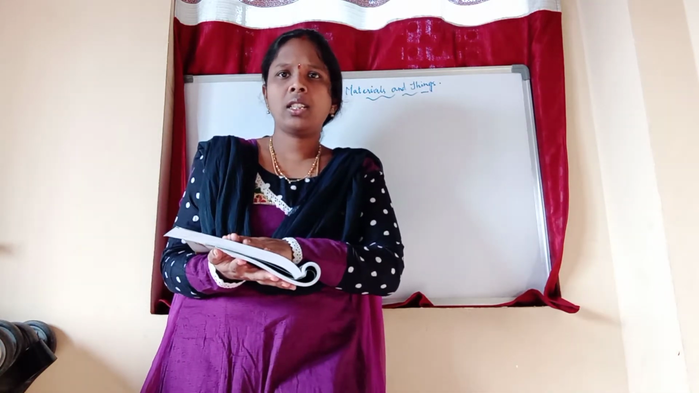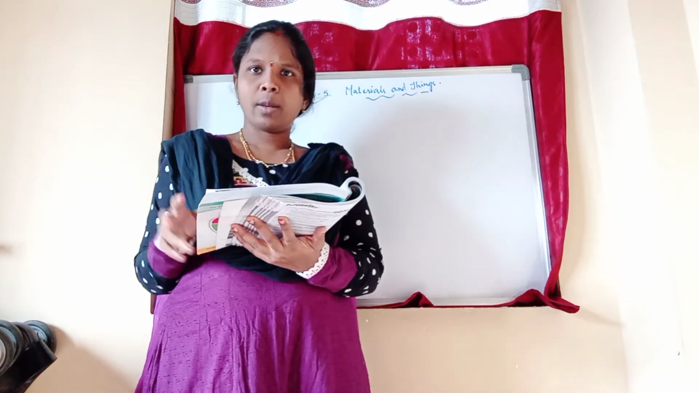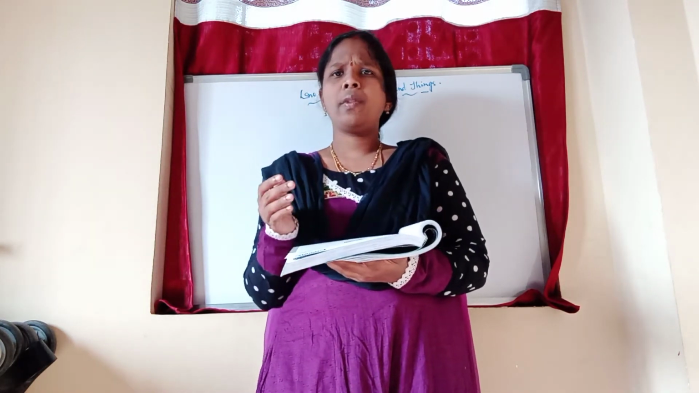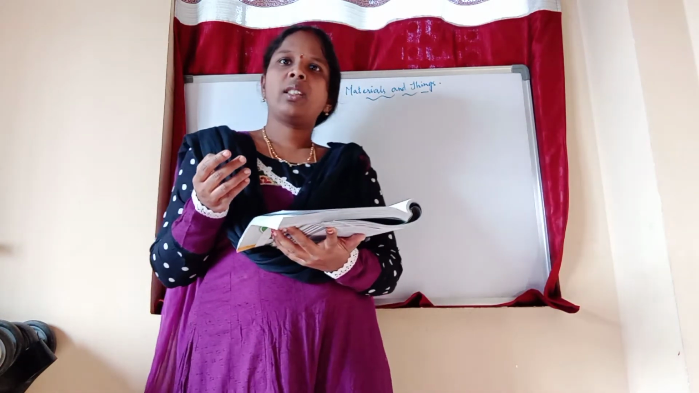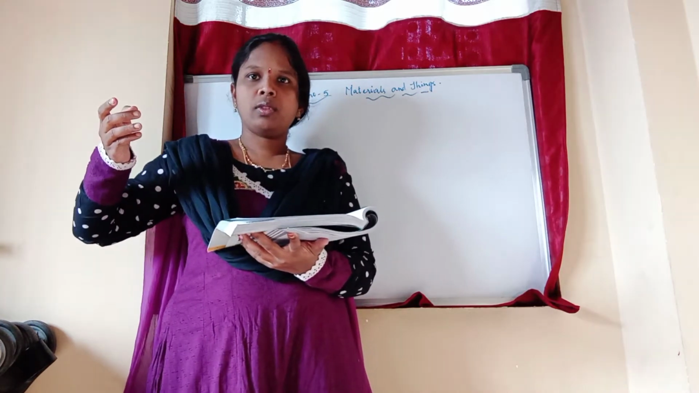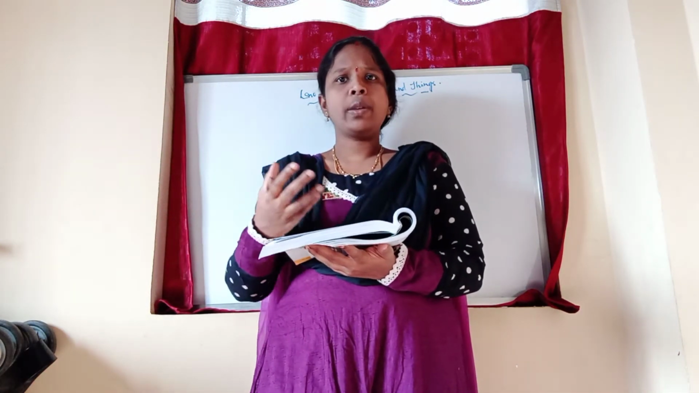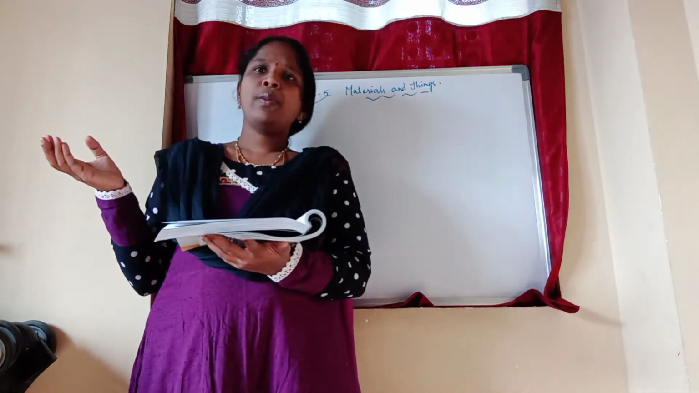I told you the answers so that we can check whether they are correct or not. Now coming to the true or false. All objects are made up of the same kind of material. False. For example, the window is made of glass, and the chair is made of wood.